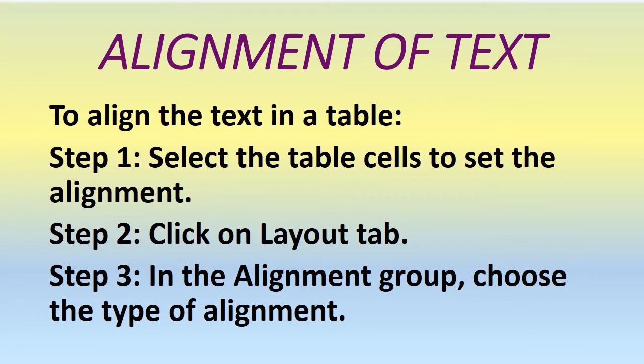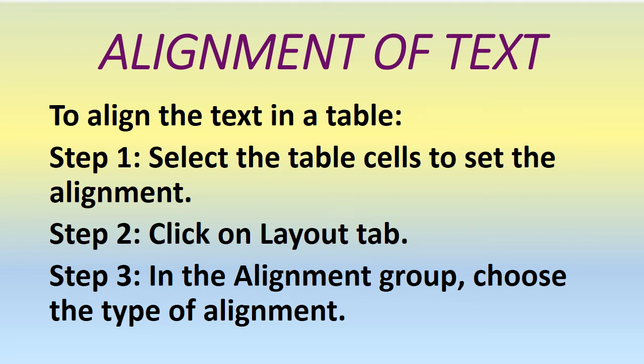Topic is alignment of text. How you can align the text within the cell. To align your text within a cell, means you want left alignment or right alignment, the first step is to select the table cells. You can select one cell or a number of cells. You can select an entire row or entire column also. So first of all, you have to select the cells in which you want to set the alignment.